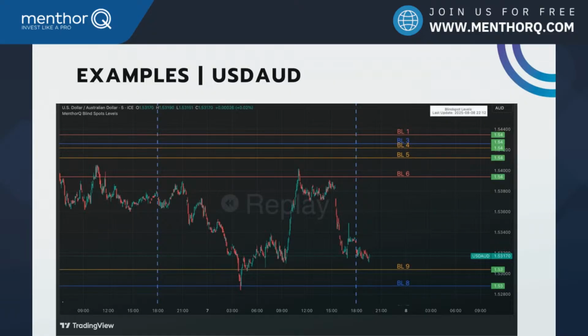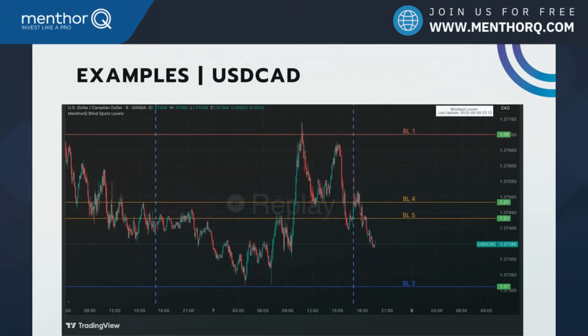Another example on Aussie dollar, again here, very nice move from BL8 at the bottom to BL6 at the top, and then a reversal almost all the way down to BL9. Another example, Canadian dollar, from BL3 all the way to BL1, the price kind of ranged a little bit on that BL4, BL5 area, and then reversed back.